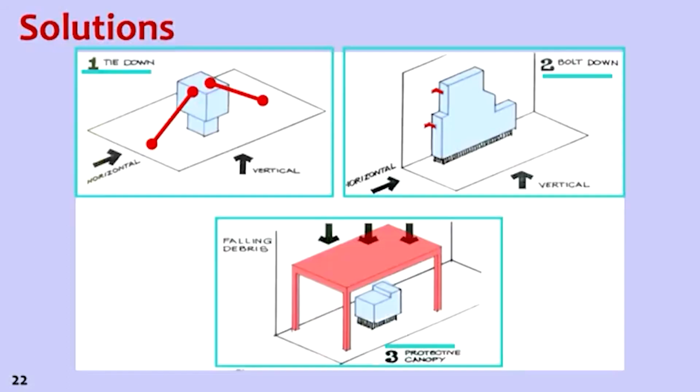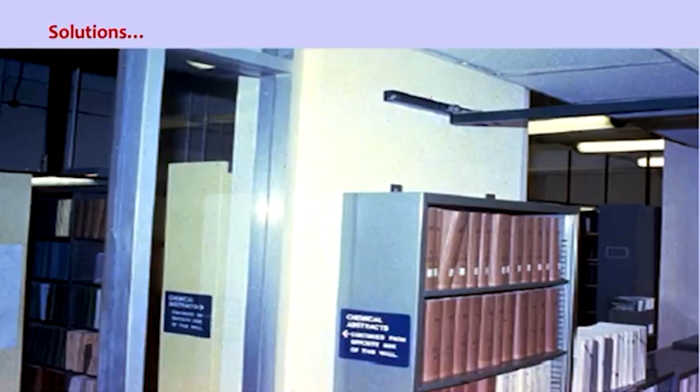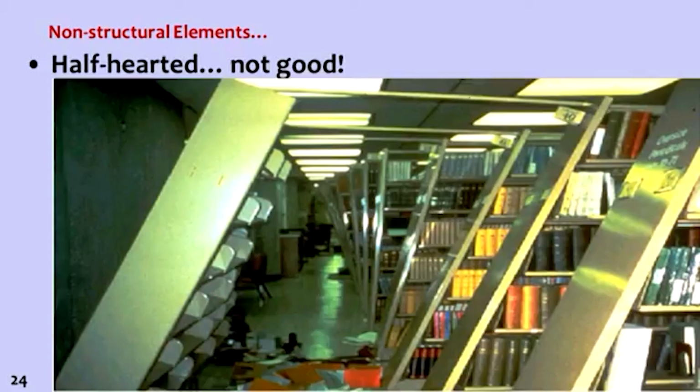The solution to this is to tie it down. Here you can see we are tying it down horizontally, and vertically we are tying it down. The second solution is bolt down, and the third solution is against falling debris, so you put some safety cover over the equipment. This is a protective canopy. So these three solutions are there, but for executing these solutions we need to do some calculations. What should be the strength of these protections? You can see this one.